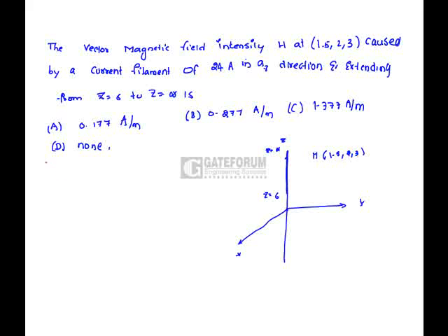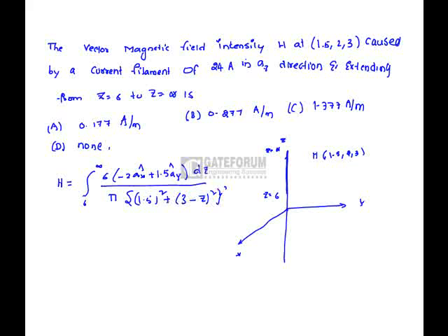So H is equal to the integral from 6 to infinity of 6 times minus 2 ax cap plus 1.5 ay cap, dz divided by pi of 1.5 square plus 3 minus z whole square to the power 3 by 2. If we solve this integral, we will get magnetic field intensity as 0.177 amps per meter. Hence option A is correct.